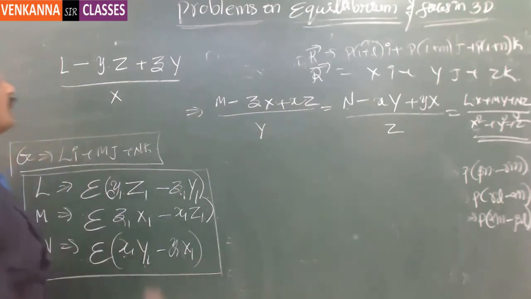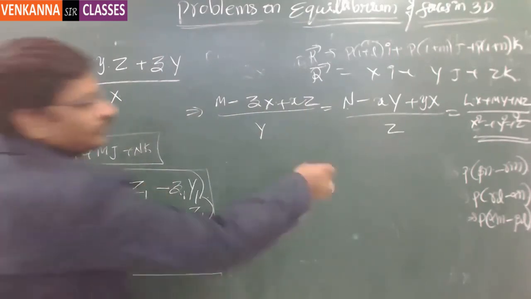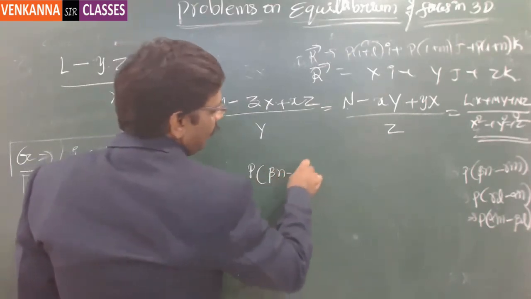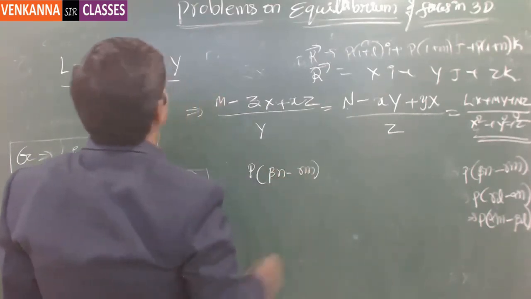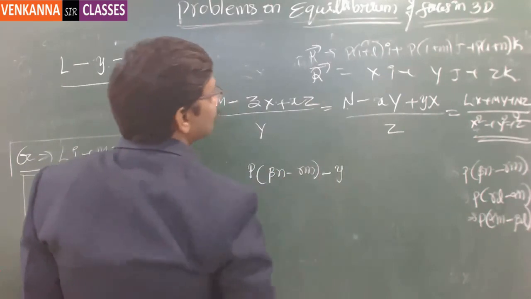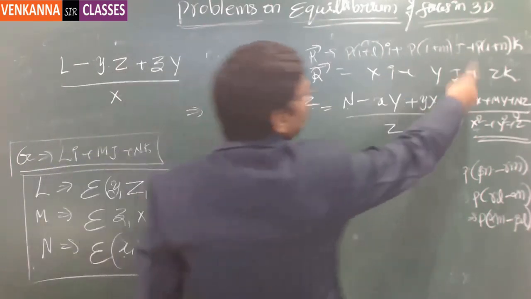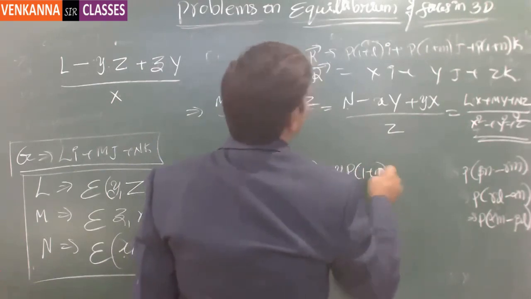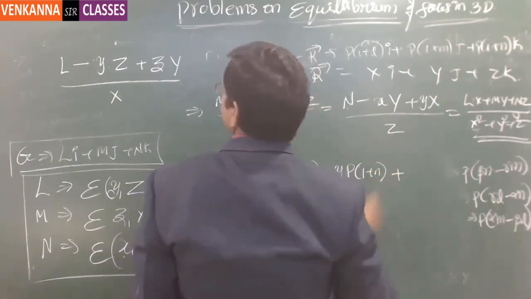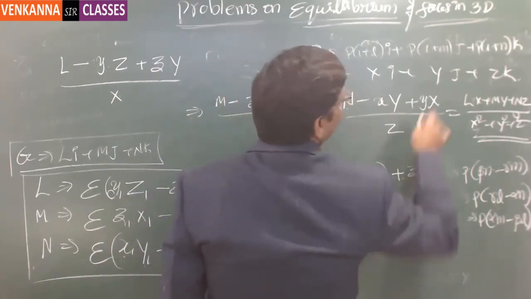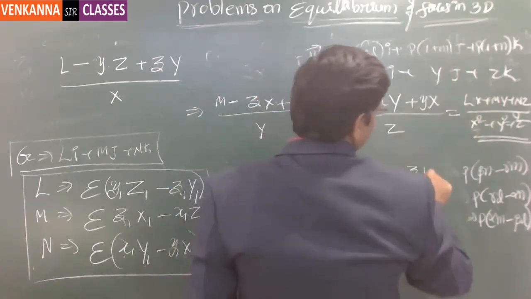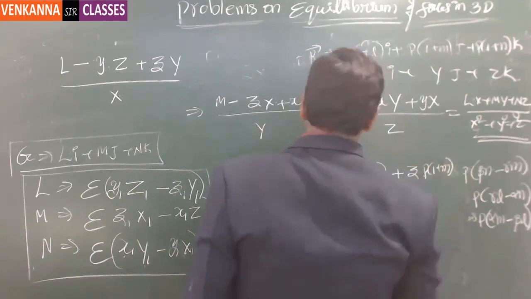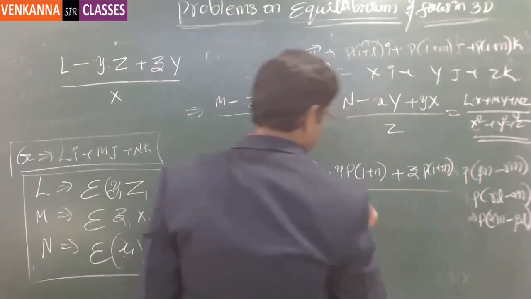Now we have calculated all the values. So the L value we have got is P times of beta n minus gamma m, and then minus y times of, the z component is P times 1 plus n, and then plus z times of, the y component is P times of 1 plus m, whole divided by x.